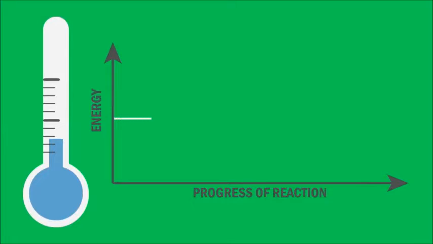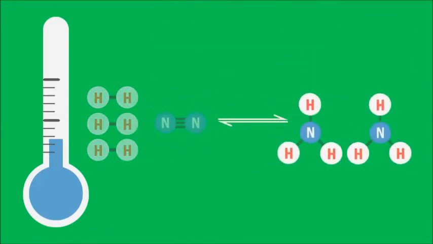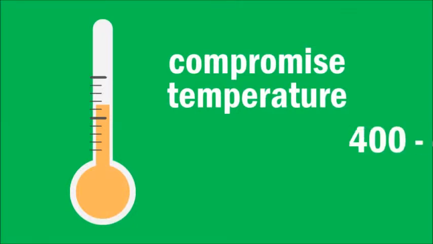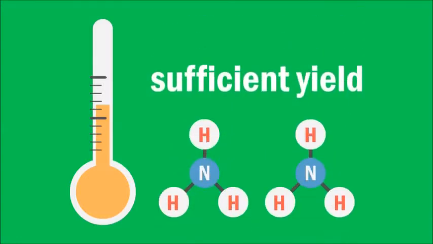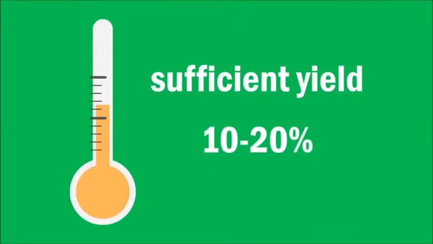If a low temperature were used, the rate of reaction would be very slow, though the exothermic reaction would be favored. It would actually take a long time for equilibrium to be reached, so a compromise temperature of 400 to 450 degrees Celsius ensures that the reaction proceeds with sufficient yield. The yield of this process is 10 to 20%.